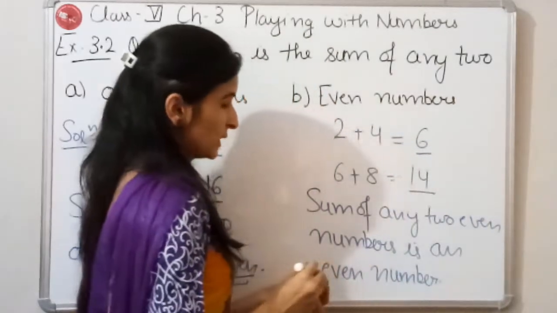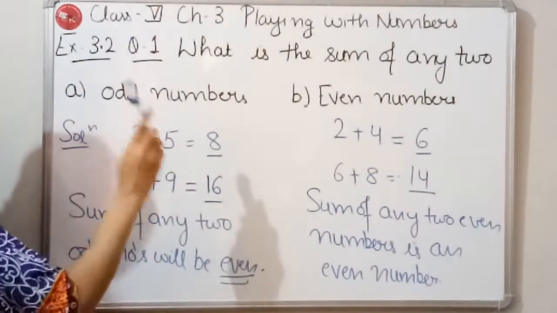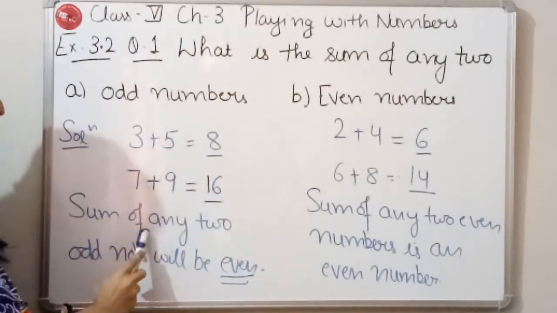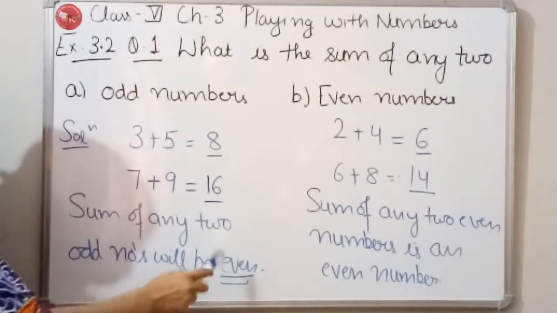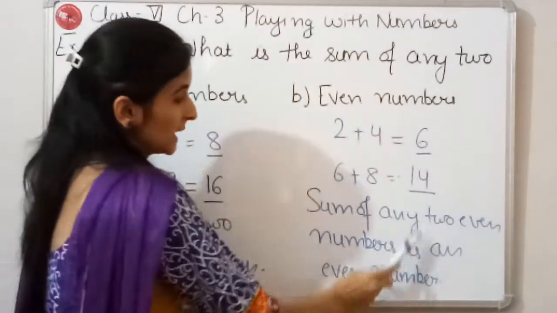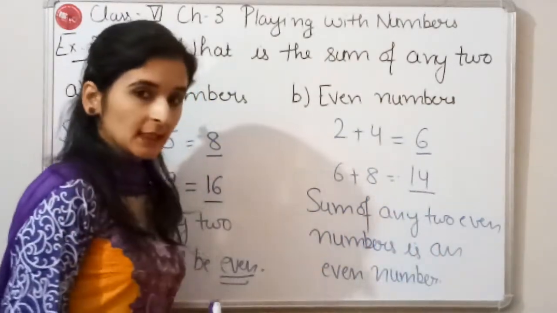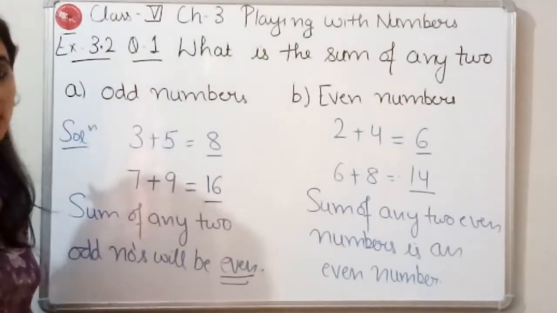Fine. So that is how we have to solve this question. What was the question? Sum of any two odd numbers. The sum of any two odd numbers is equal to an even number. And sum of any two even numbers is again equal to an even number. Clear? So this was the solution of question number 1.